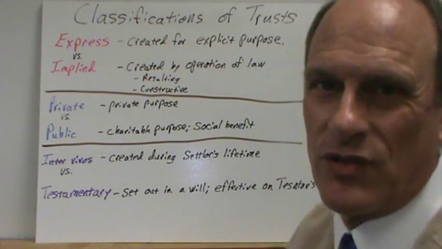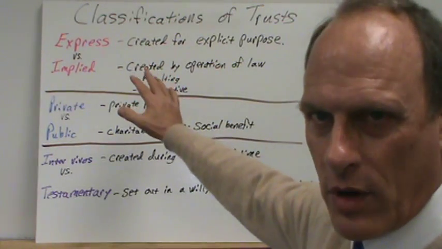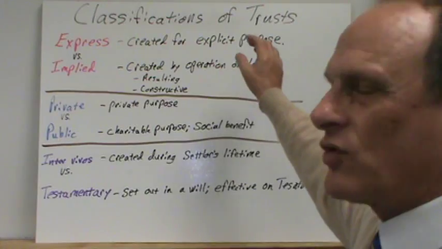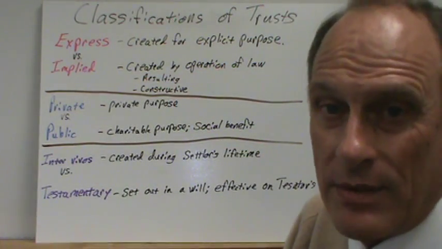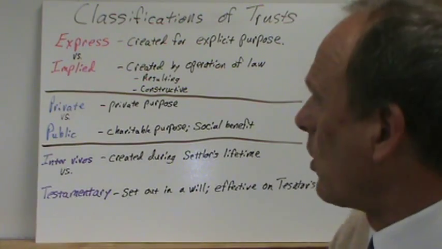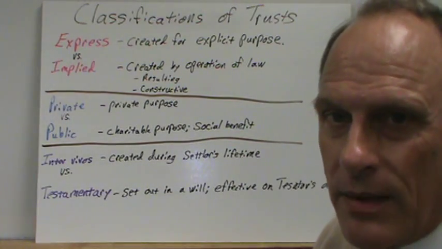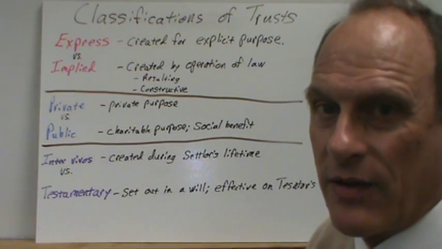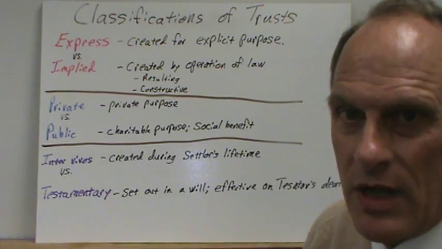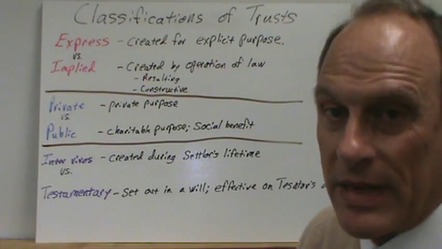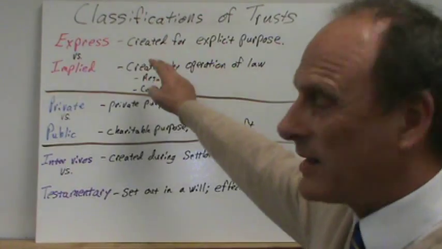We have classifications of trusts as well. Trusts can either be express or implied. An express trust is one that is expressly set out, usually in writing, but in some instances could be oral, and they're created for an explicit purpose. Implied trusts are going to be implied under the law in different situations. These are generally not going to be the intentional type of express trusts that we use in estate planning.